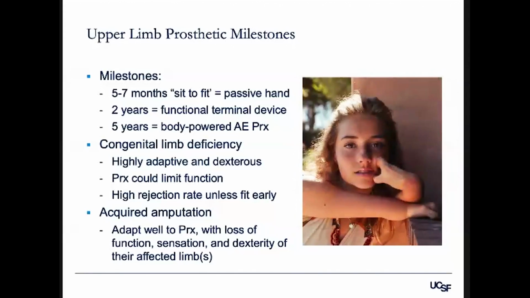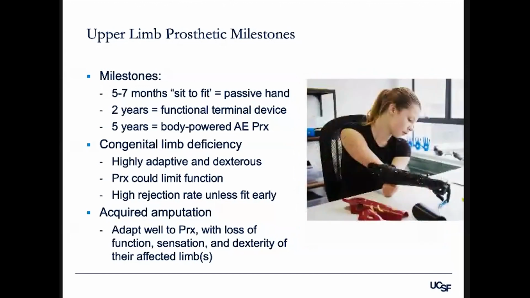It's super important to consider that wearing no prosthesis is also a perfectly viable and acceptable option for children with upper limb deficiencies, who are generally able to adapt and function independently without a prosthesis in many cases. Older children with acquired amputation from trauma or disease will often adapt well to an upper limb prosthesis, since they have lost function, sensation, and dexterity of an affected limb that they're accustomed to having.